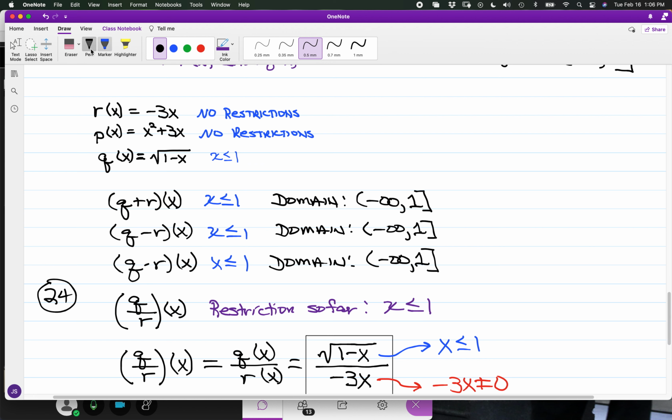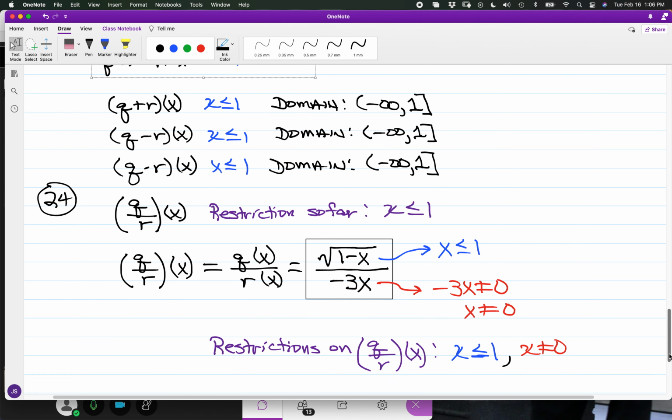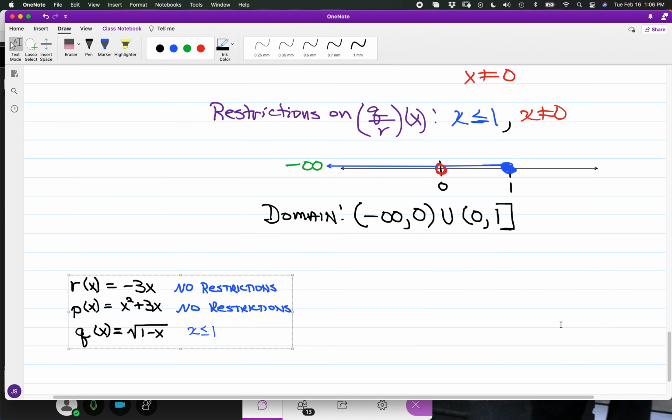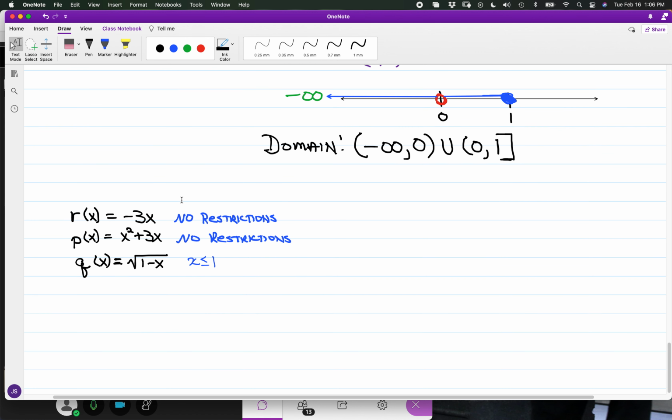Just taking what we have once again, at face value R of x has no restrictions and P of x has no restrictions. If R of x or P of x were being divided, like at the bottom of a fraction, it could not be 0. But as standalone functions, no restrictions. And for Q of x, we have that x is less than or equal to 1 in order for that function to be defined.